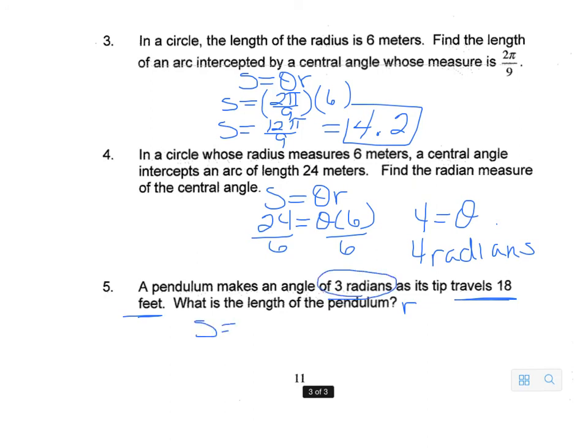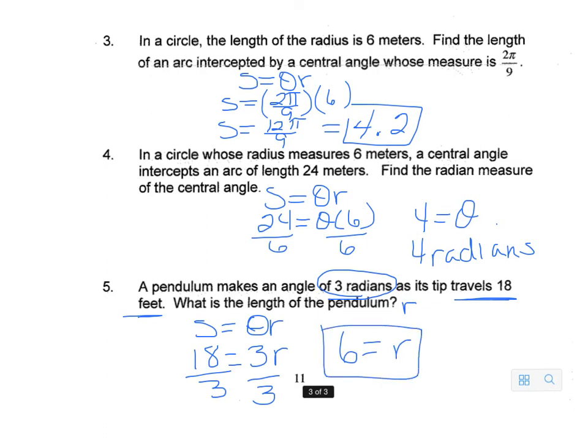So S equals theta times r. 18 equals 3r. Divide each side by 3. 6 is my radius, or the length of my pendulum.